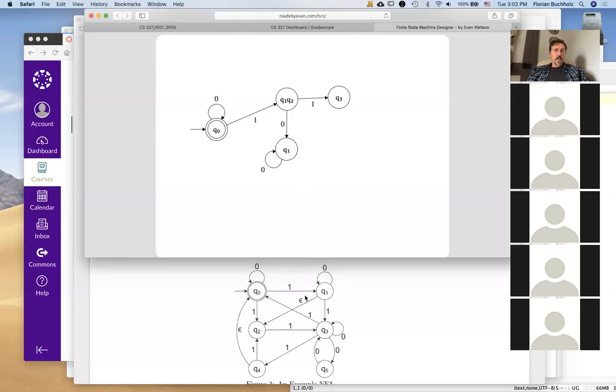Yeah, I forgot about this epsilon transition here, and I always have to take the epsilon closure of the state I'm arriving at. So if I'm arriving at Q1 on a 0, I'm really staying here.